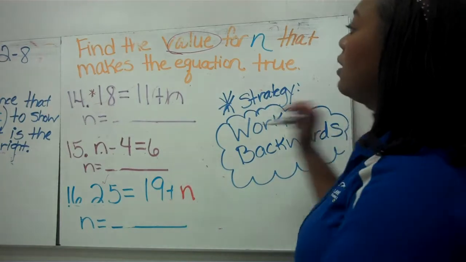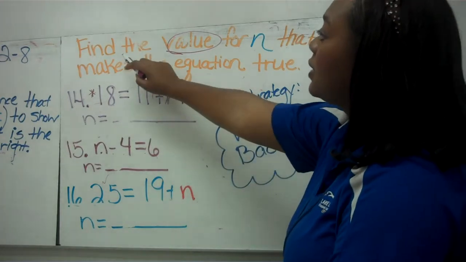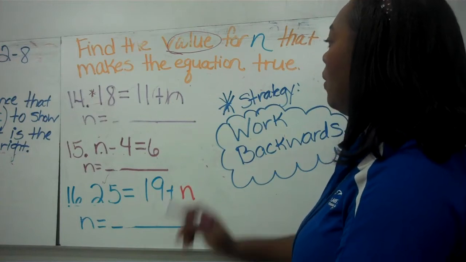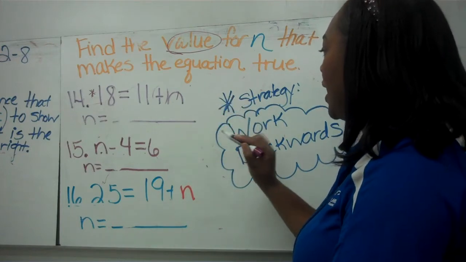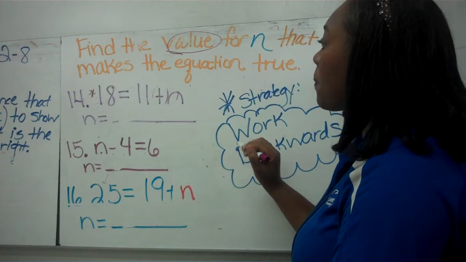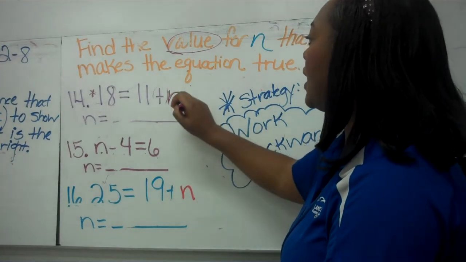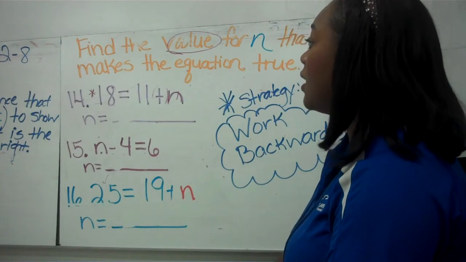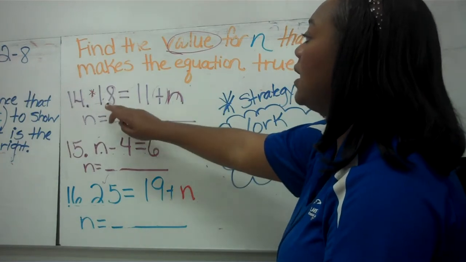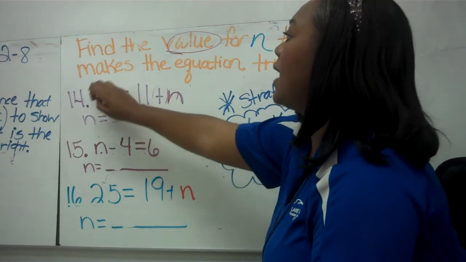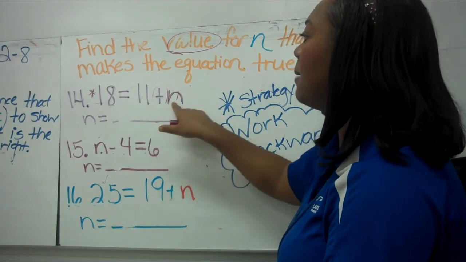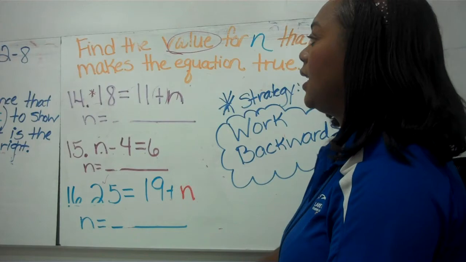Now, let's look at number 14. The directions say find the value for n that makes the equation true. Now, one of the strategies we're going to be working with today is working backwards. When you see the letter n in a math problem, n stands for a number that we're trying to find. So this equation says 18 equals, that means this side is equal to this side. So 11 plus some number is going to give me 18.